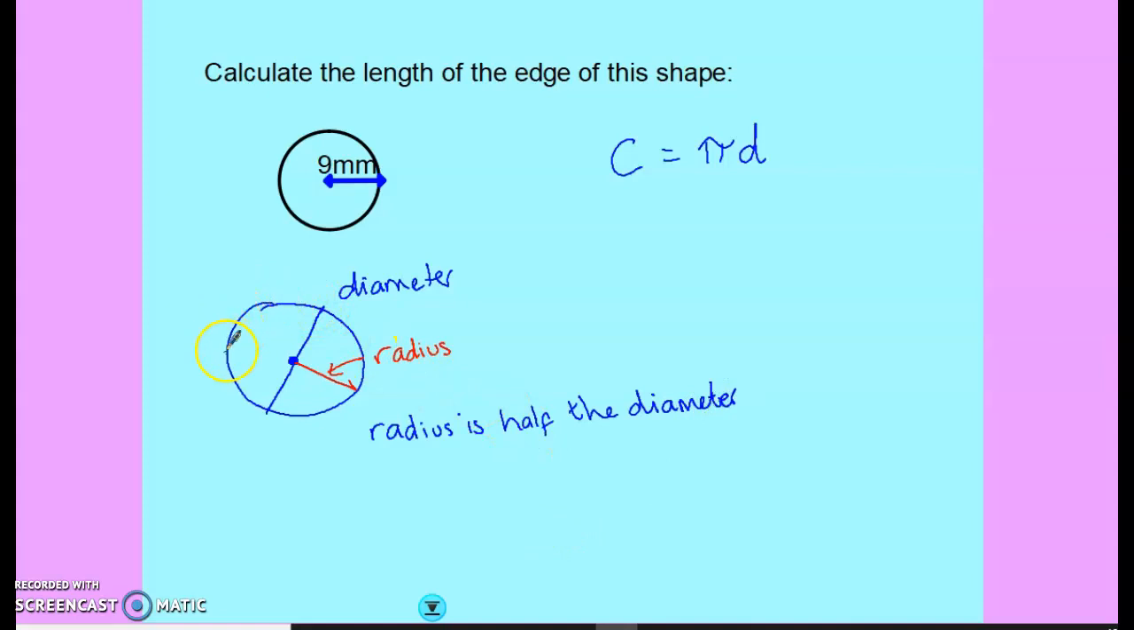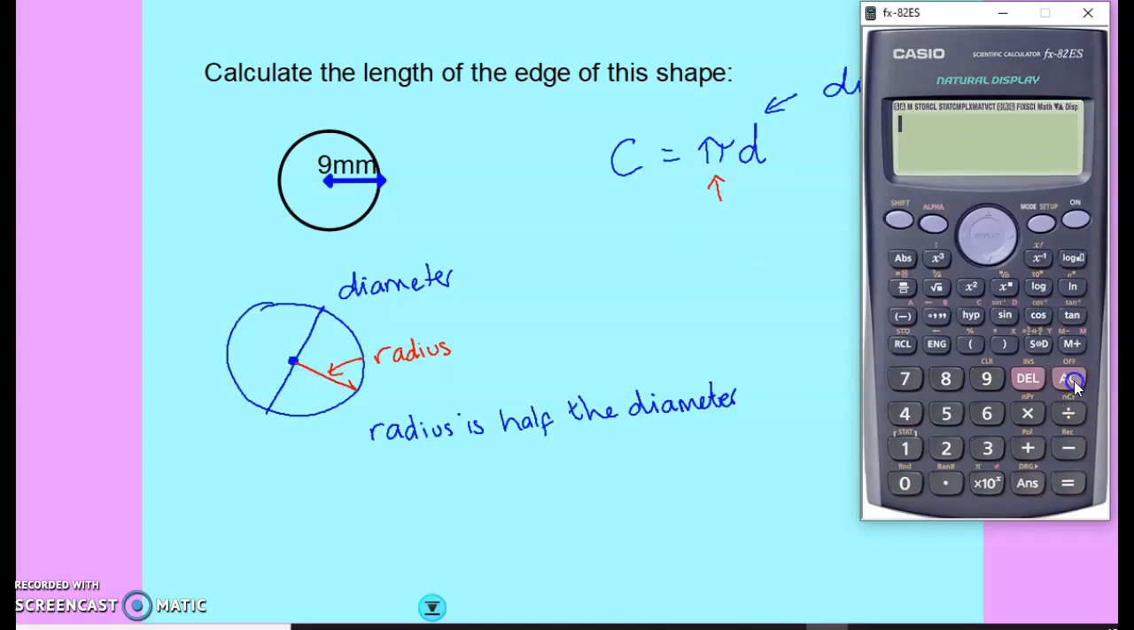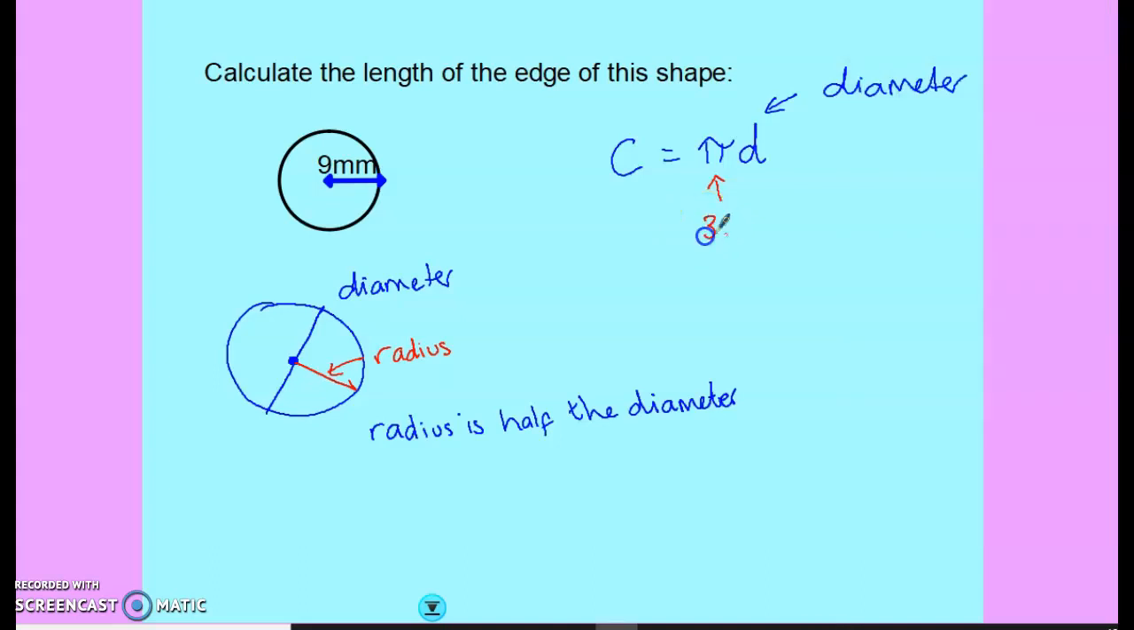Okay, so what we're interested in is the bit all the way around the outside. We've got this formula here, C equals pi d. Now d in this stands for the diameter. Pi is a mathematical constant. Pi is just a number. It's a button on your calculator as well, so you can use the pi button. On my calculator, it is this button here. I need to do shift and then the pi button. If I hit equals, it will get me it as a decimal. What we can tend to use for pi is 3.14.